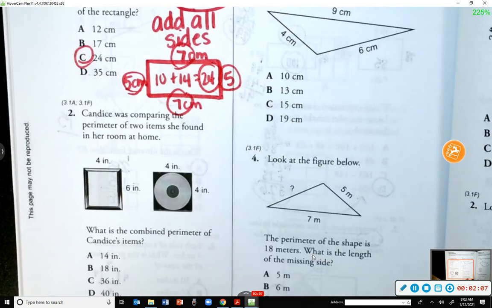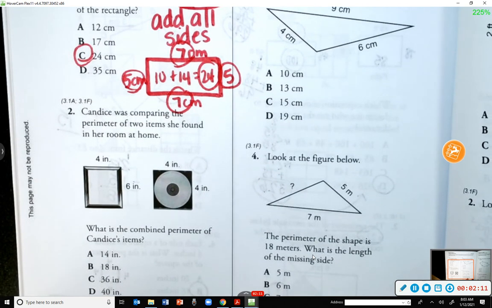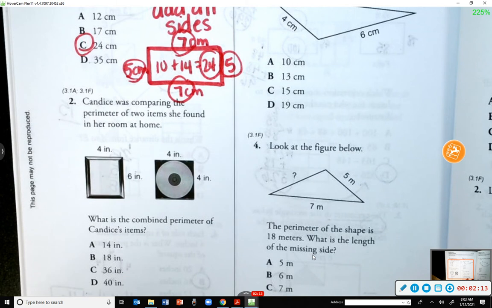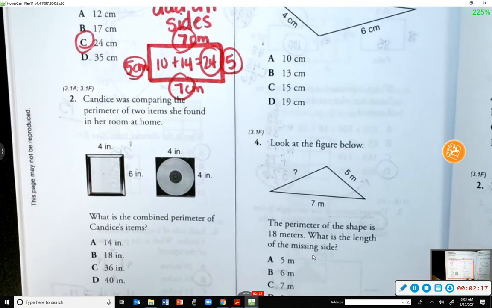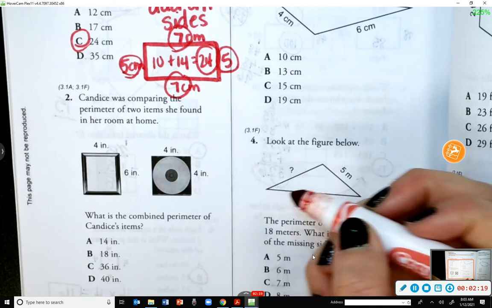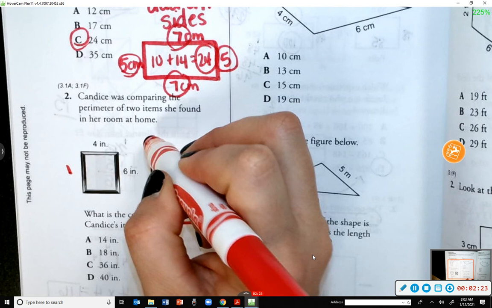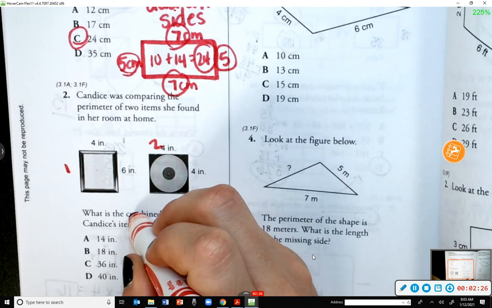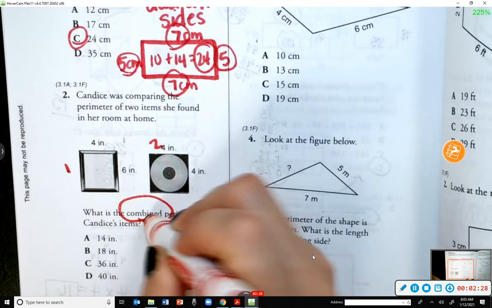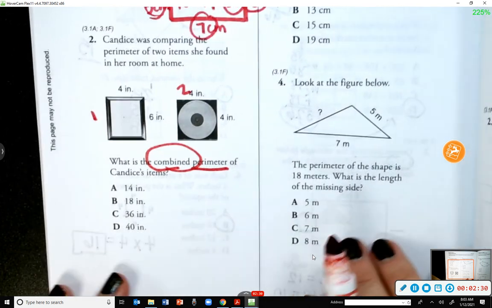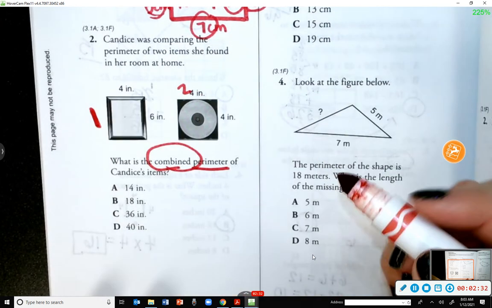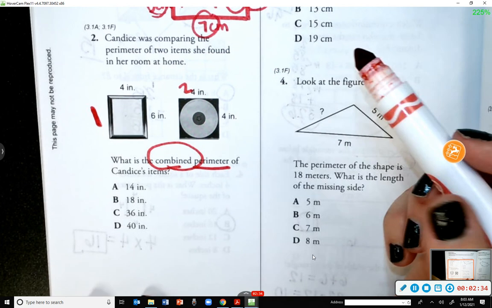Okay, number 2. Candace was comparing the perimeter of 2 items she found in her room at home. What is the combined perimeter of Candace's items? So, you have to do 2 things. You need to find the perimeter of both of these. And then you need to do what with them? Combine. Okay, so let's start with this shape over here, number 1. I need to add up all the sides, right?